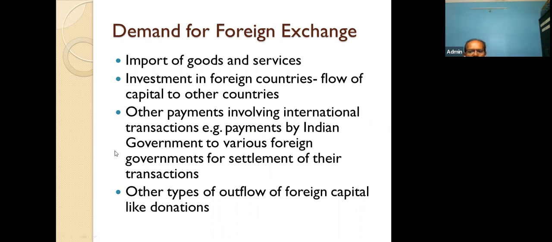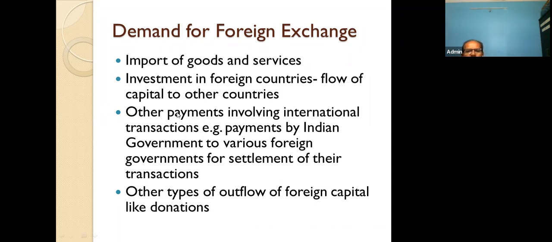And let me tell you, donation transactions at a world level have a substantial proportion. So this was about demand for foreign exchange.